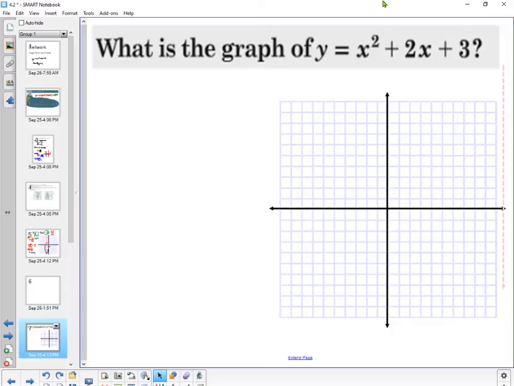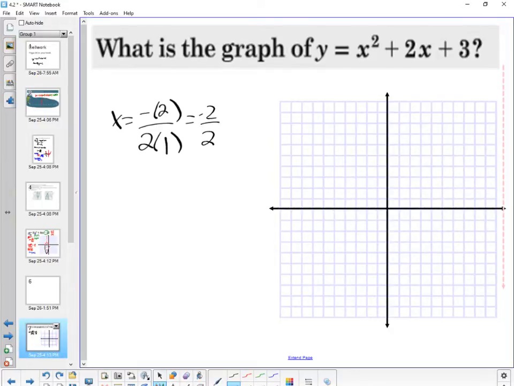What do I need to find next? Negative B over 2A. Beautiful. Negative B over 2A. What is my B? 2. What is my A? 1. So I've got negative 2 over 2, which means at negative 1, right? So I'm going to take my broken line here. There's my axis of symmetry.